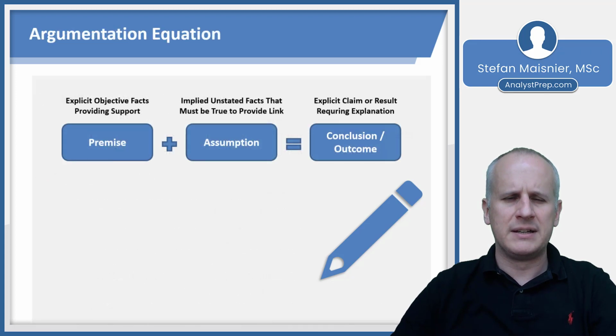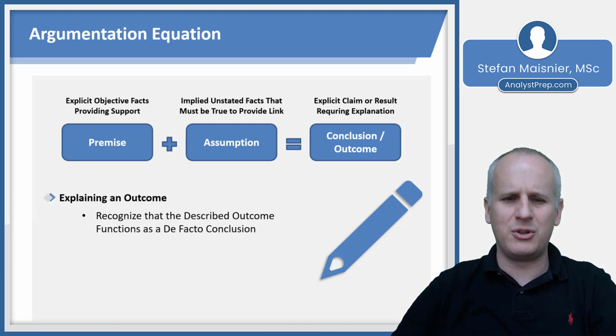And you can, of course, eliminate more quickly as soon as one of those choices matches your predicted explanation. Now, you'll recognize our argumentation equation, and this time we've replaced conclusion with conclusion/outcome, because you're still going to have some sort of objective facts. You're going to have some sort of explicit conclusion or outcome that requires explanation, and you have an assumption that is linking the two, and those are going to be the pieces where you're basically finding something that was unstated that actually explains what that conclusion or outcome was.